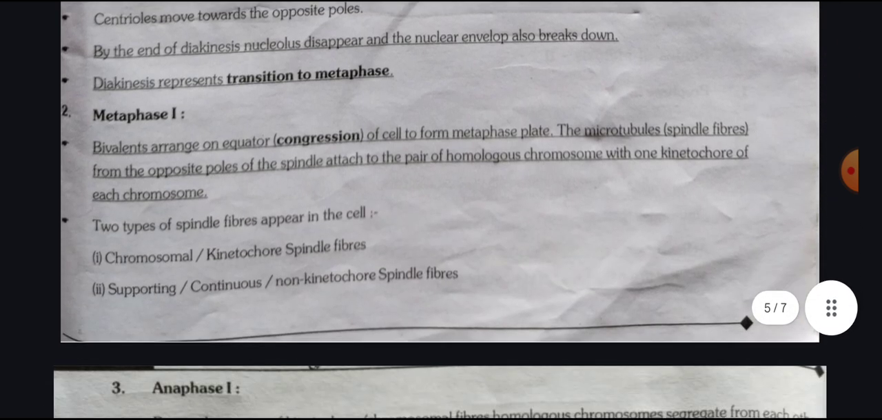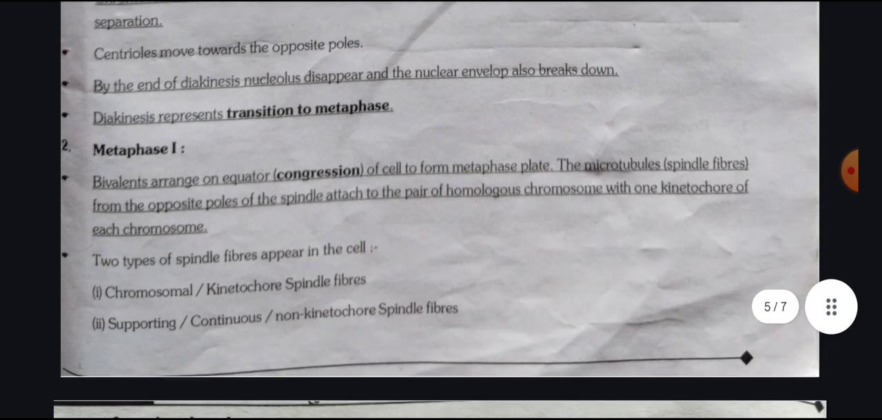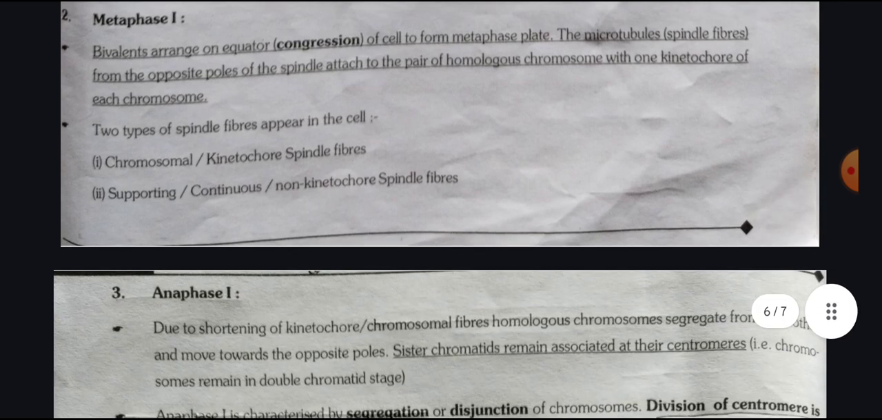Number two, metaphase one. Bivalents arrange on the equator of the cell to form the metaphase plate. The microtubule spindle fibers from the opposite poles of the spindle attach to the pair of homologous chromosomes, with one kinetochore for each chromosome. Two types of spindle fibers appear in the cells. Number one, chromosomal or kinetochore spindle fibers. Number two, supporting or continuous or non-kinetochore spindle fibers.